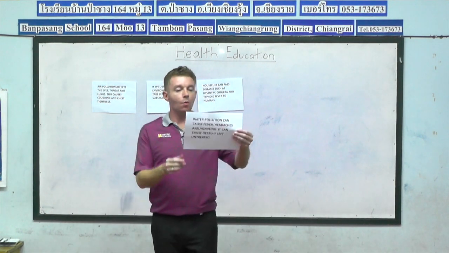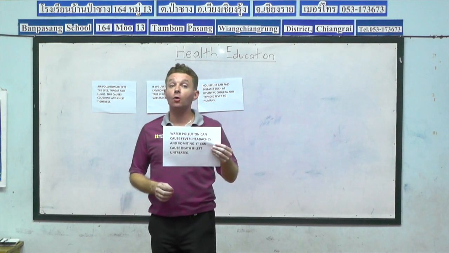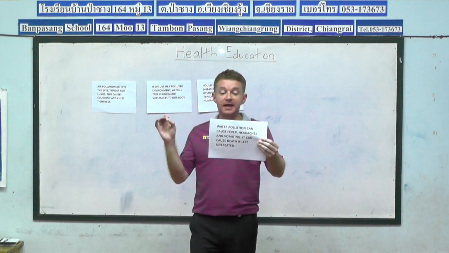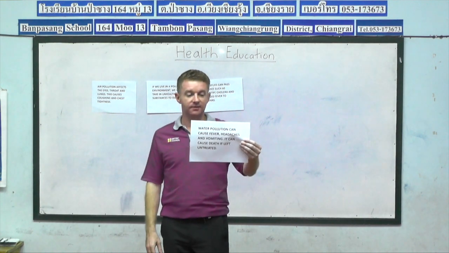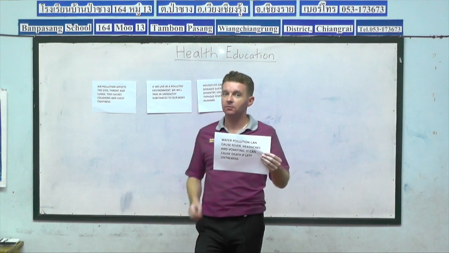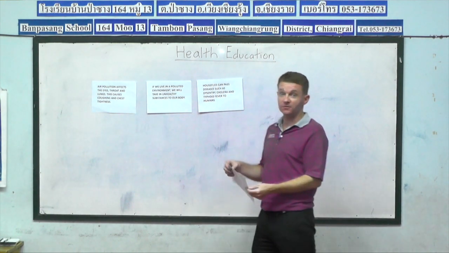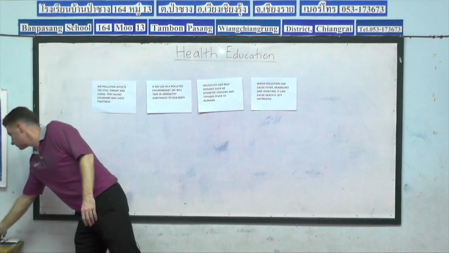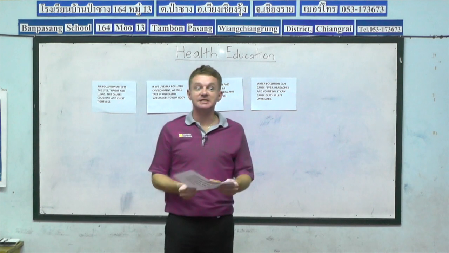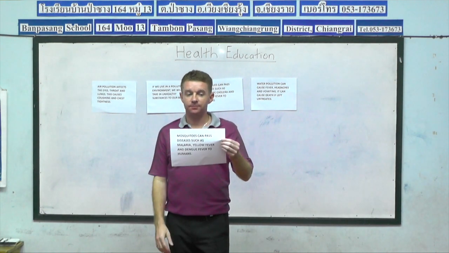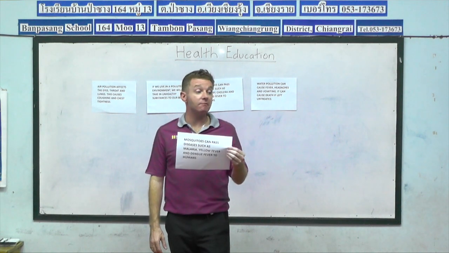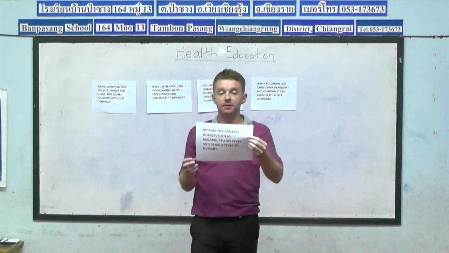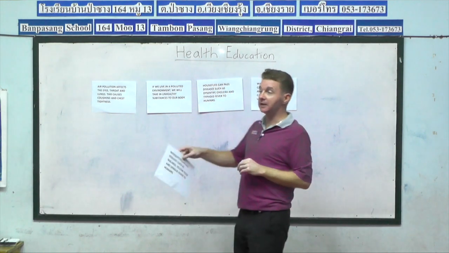Sentence number four. Water pollution can cause fever, headaches, and vomiting. It can cause death if left untreated. That means if we're not feeling well, we need to go to a doctor, because if we leave it, we'll get worse. Okay, and now the fifth and final sentence. Mosquitoes can pass diseases such as malaria, yellow fever, and dengue fever to humans. So beware mosquitoes, guys.